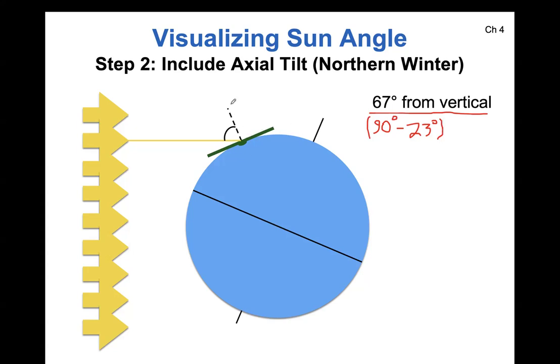Okay, and that dashed line, what does it point to? It points to the zenith. So the zenith of the observer, at whatever latitude that observer is at.